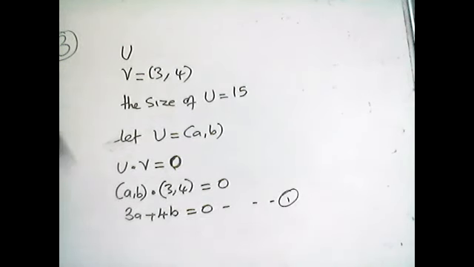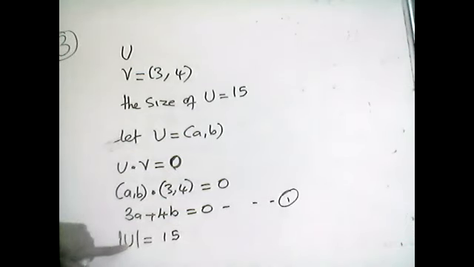After we've established the first equation for the first statement, we are done. Now let's look at the second statement, where we are told the size of vector u is equal to 15. So we're talking about the magnitude, the modulus of vector u. This is just equal to 15.